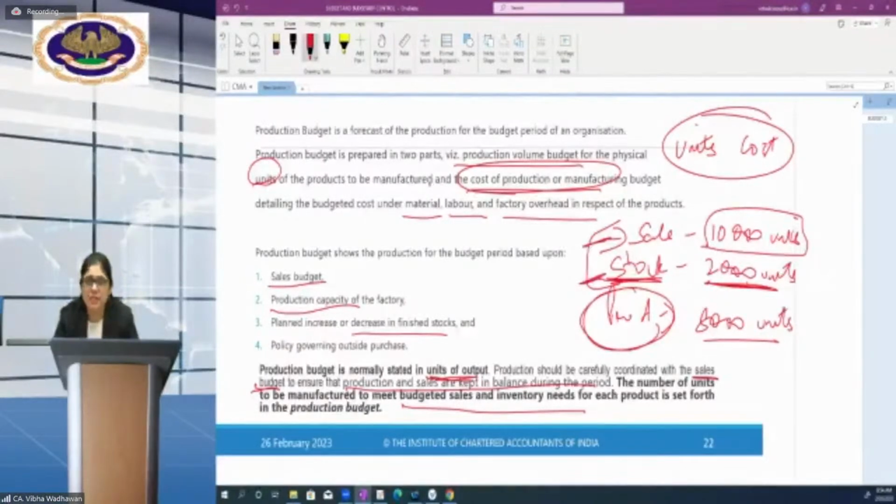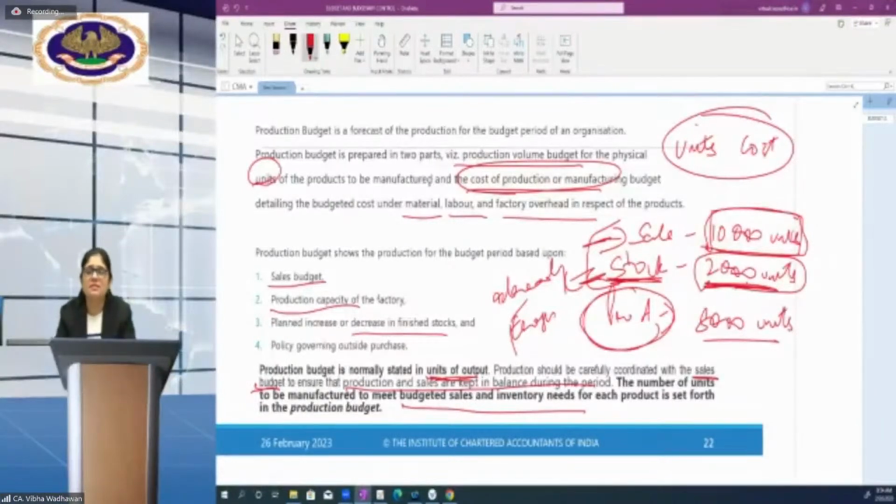I'm repeating, the base of the production budget is how much sale I'm going to make in the future, and for that, how much inventory I already have. So this stock I already have. So how much fresh production I have to make. Clear? So that is the production budget.